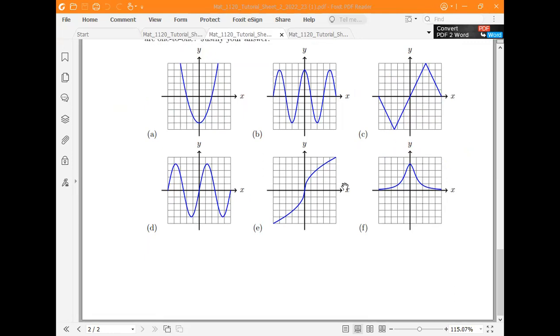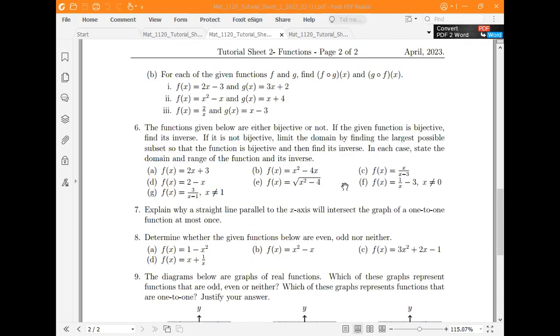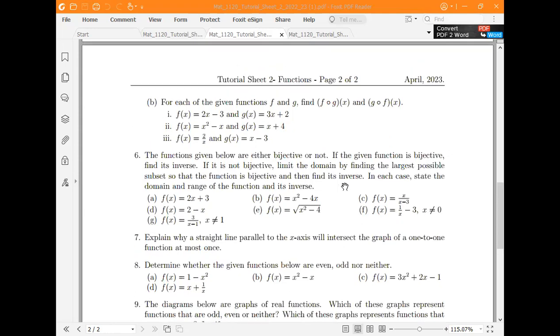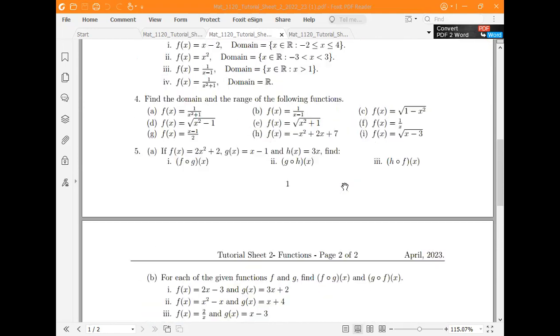Okay. I think for sheet 2, those are the most important things. Other things are less important.